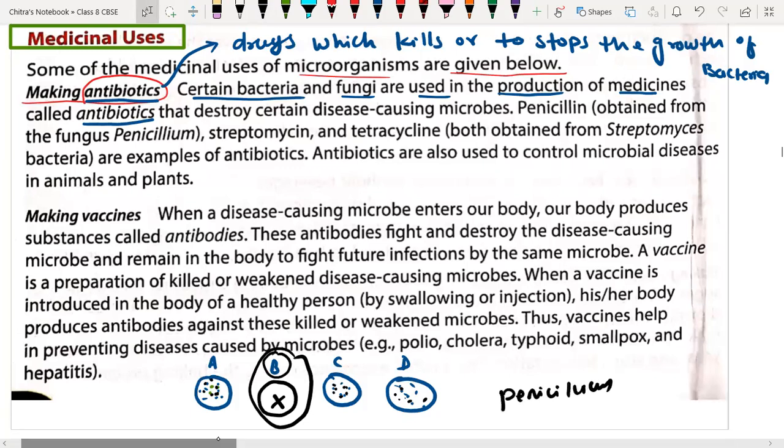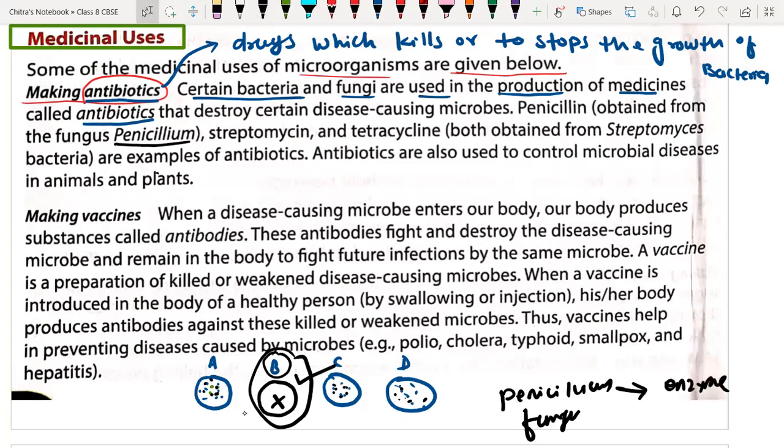was growing on that particular petri dish, and that penicillium was secreting an enzyme, a chemical which kills the bacteria. So accidentally he discovered a medicine by which bacteria can be killed.